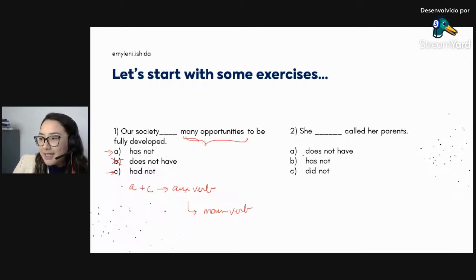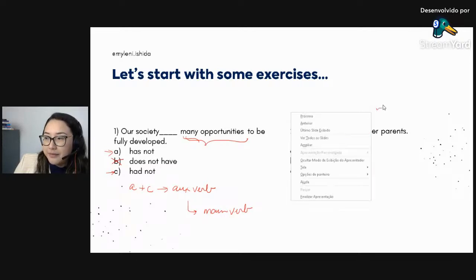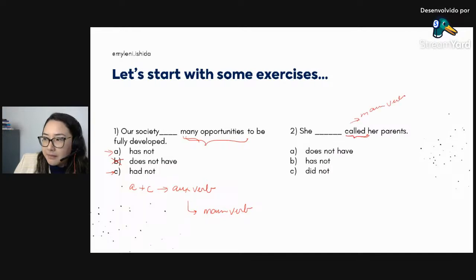Number two, she does not have, has not, or did not. So here, I don't have a noun phrase. Here I have a verb. And this verb is conjugated in the past participle, right? So we are going to do here: she, in this case, it's a main verb. Okay? So in this case, I need an auxiliary verb conjugated here. In this case, the verb is in the past participle.